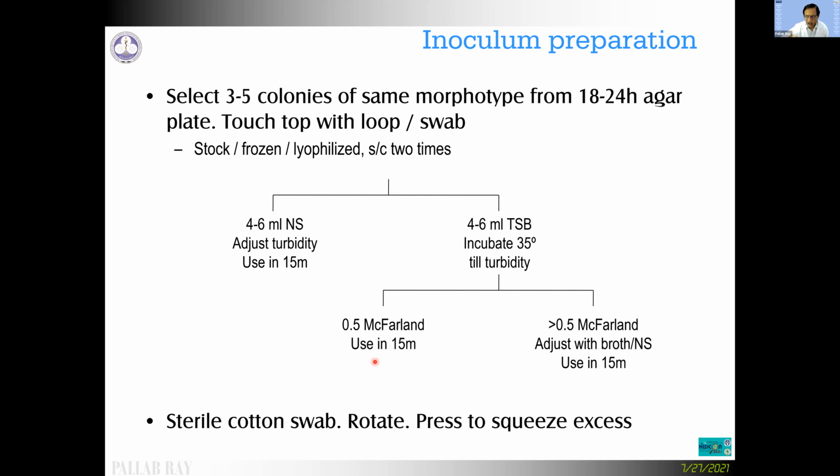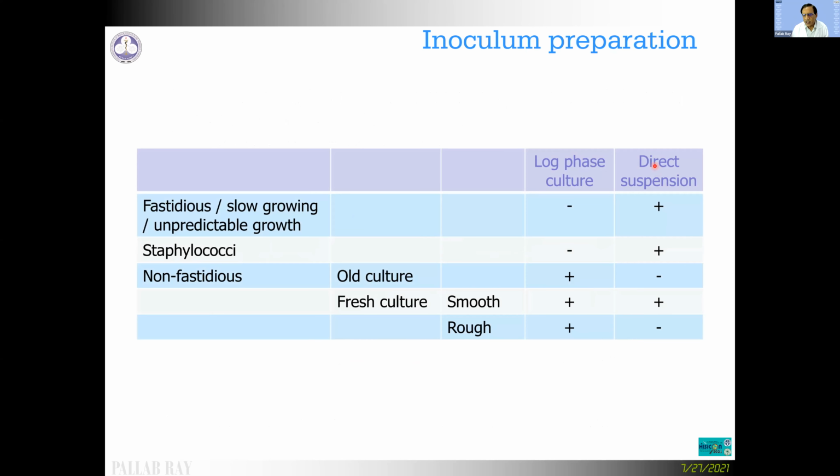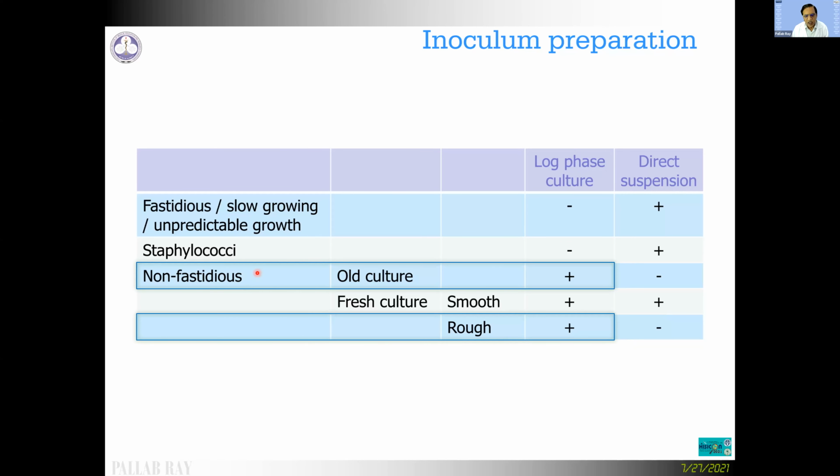So you dip the sterile cotton swab into the suspension, rotate it, and then press on the upper part of the side of the tube to squeeze out the excess fluid, and only then inoculate. In most situations, a direct suspension in normal saline is adequate, but there are two situations where a broth culture is necessary. Number one is old culture, because old cultures do not express their phenotypic properties. And the second is a rough culture, which may not give you a homogeneous suspension.